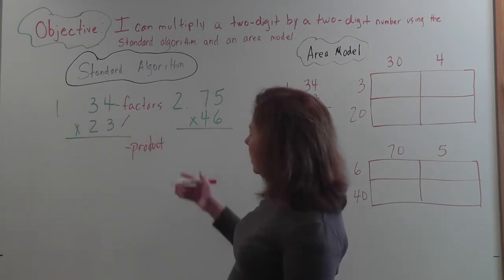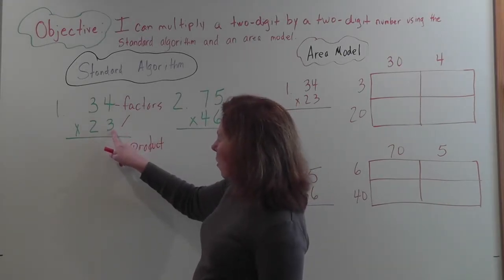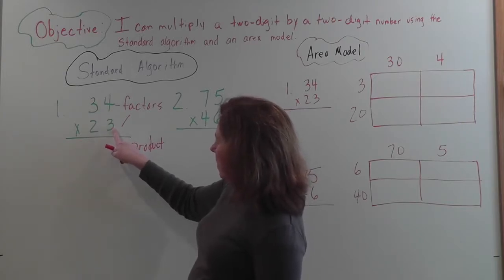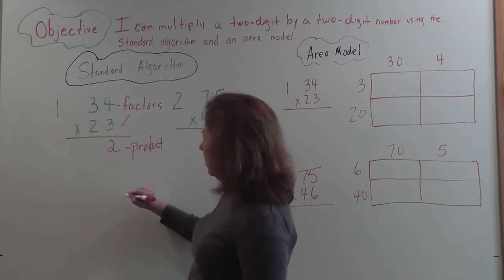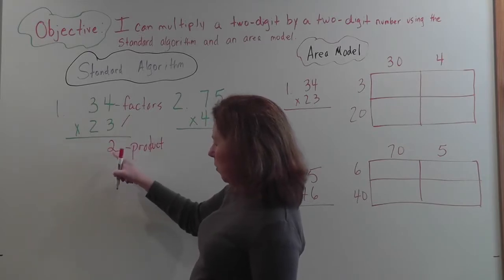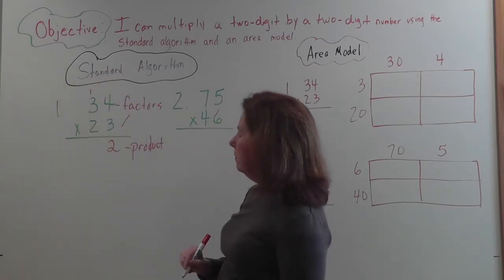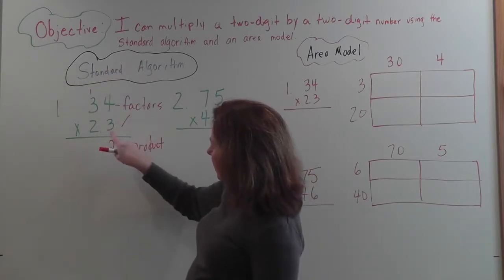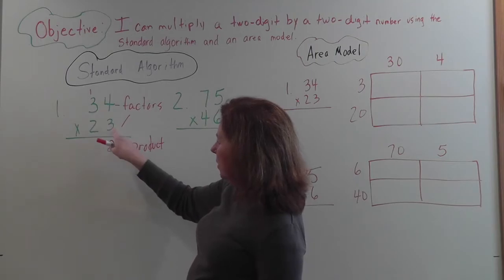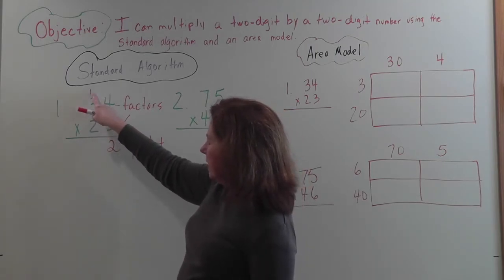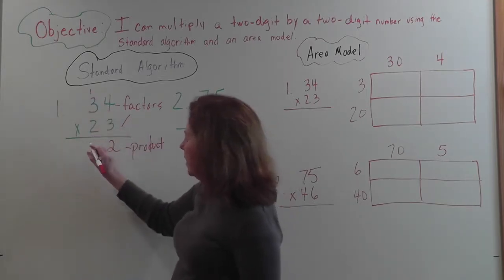Okay? So when I start off doing the standard algorithm way, I'm going to multiply my ones first. I'm going to say 3 times 4 is 12. I'm going to put my 2 ones down, and I'm going to bring over my 10 out of my 12 to my tens place. And I'm going to put a 10 right there. Now, I'm going to take my 3 and multiply it by my tens. So I'm going to go 3 times 3 is 9, plus the 10 that I brought over is going to be 10. 3 times 3 is 9, plus 1 is 10. So I'm going to put 10 here.